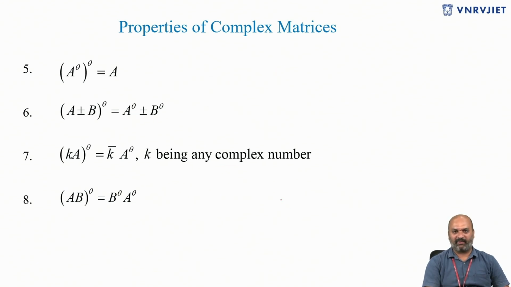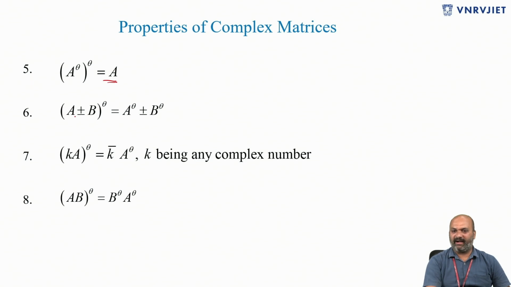So we see a few more properties. The transposed conjugate of the transposed conjugate of A is nothing but A itself. That looks similar to A bar whole bar equals A. It is A theta whole theta. That is, first you find the transposed conjugate of A. Again, if you do the transposed conjugate of that, the matrix A only you get.